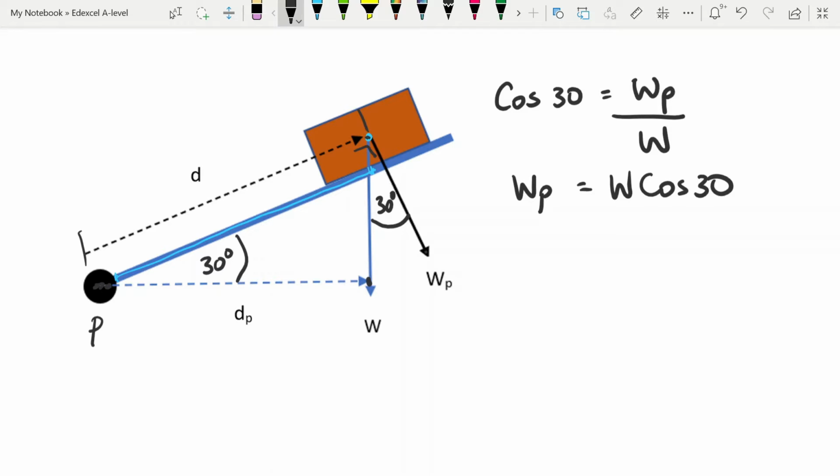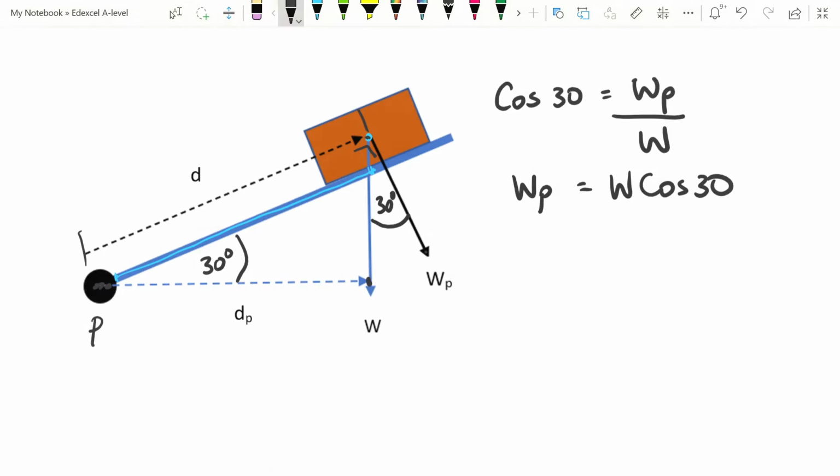Use the force that you're given, but find its perpendicular distance from the pivot, or find the perpendicular force to the distance that you're given. And some of these problems get quite complex, so I'm going to go through one such problem, probably the most difficult one that has come up in A-level physics so far.